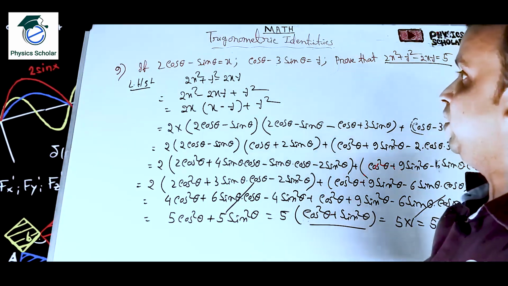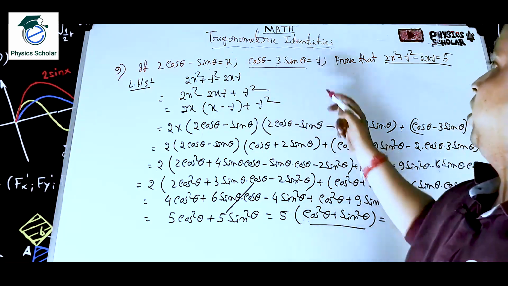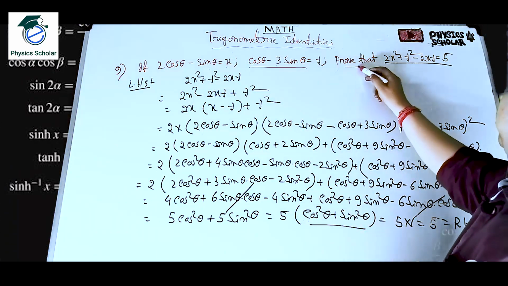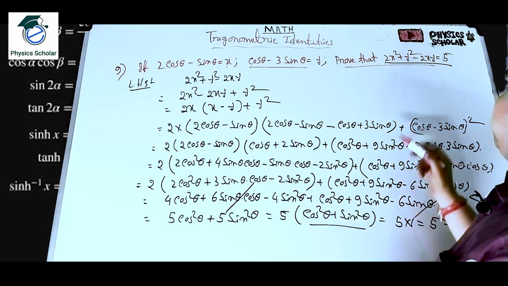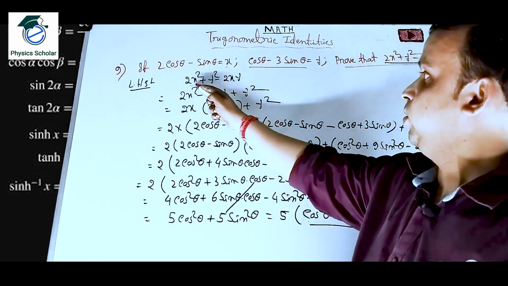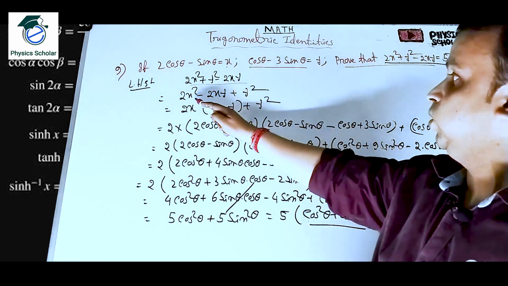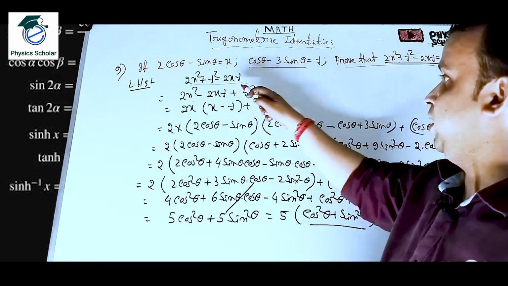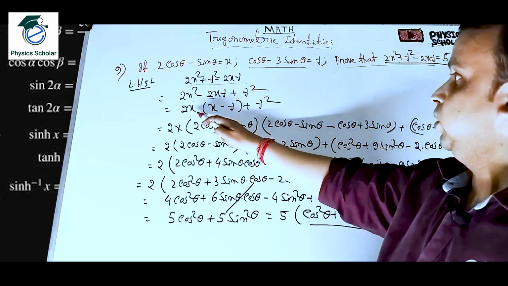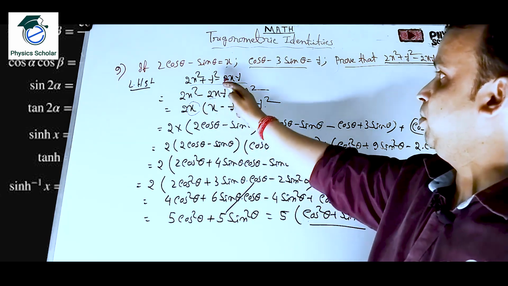Clear? So what is given? If 2 cos theta minus sin theta is equal to x and cos theta minus 3 sin theta is equal to y, then we have to prove 2x square plus y square minus 2xy is equal to 5. So what is given? I have written over there as left hand side. So 2x square minus 2xy plus y square. So 2x common, so x minus y plus y square. So what is the value of x? I am writing.